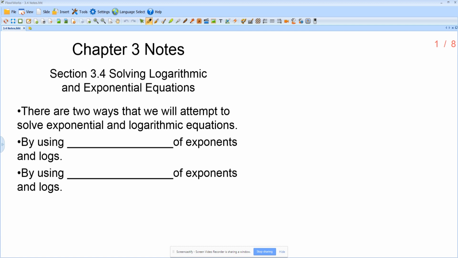What we're talking about today is solving logarithmic and exponential equations. So it's going to be slightly different here. It's not going to be as conceptual or just thinking about a number. It's going to be how do we actually go through the process of solving an equation.